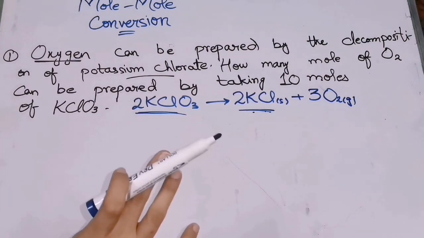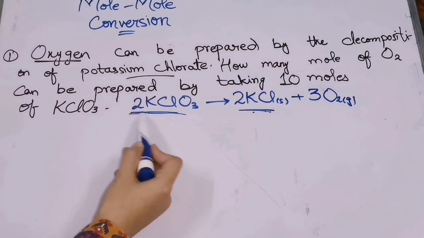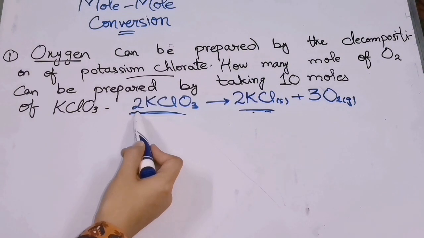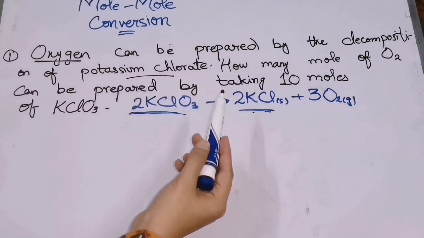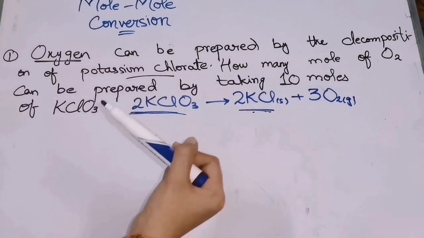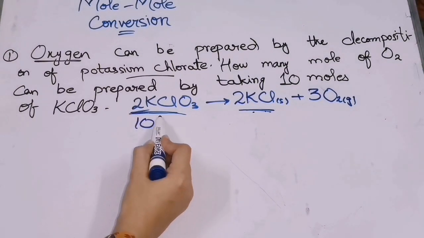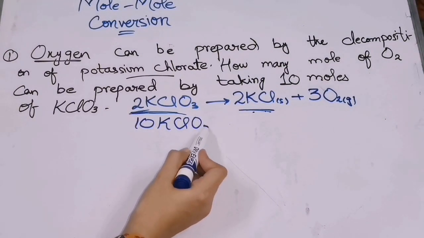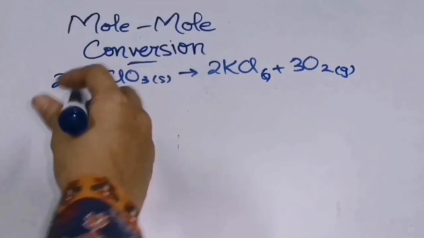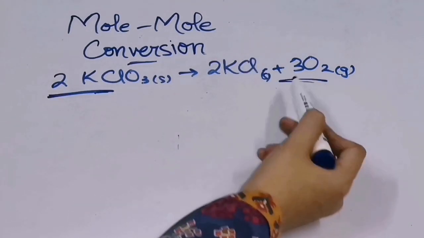Now first of all we will see what they are saying in the question. See over here, to prepare 3 moles of oxygen we use 2 moles of KClO3. And the question says, how many moles of oxygen can be prepared by taking 10 moles of KClO3? Means in place of 2 we will take 10 moles of KClO3. But then how many oxygens will be formed? So this was the reaction.